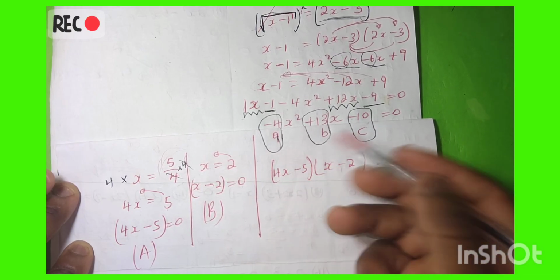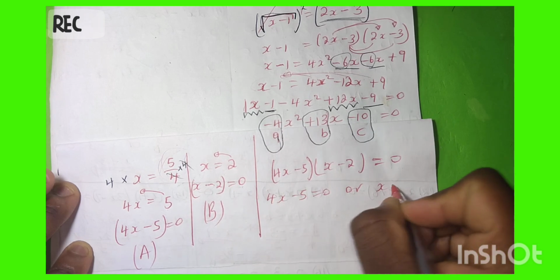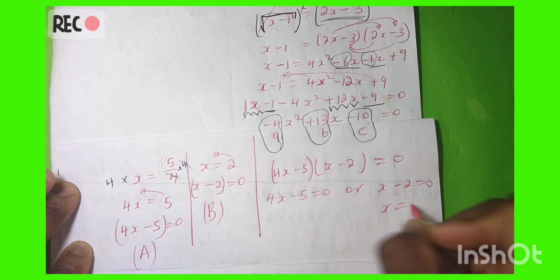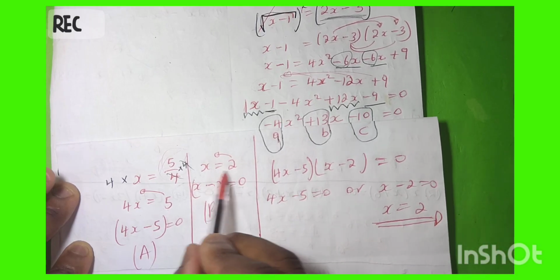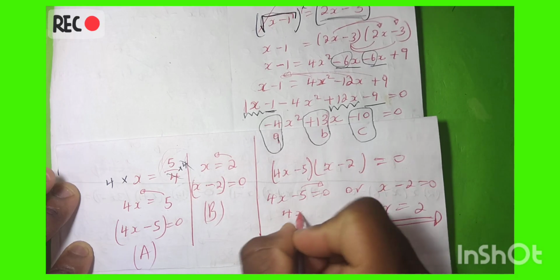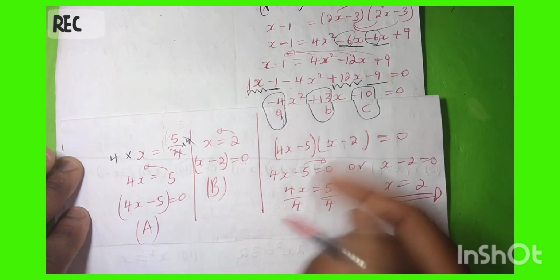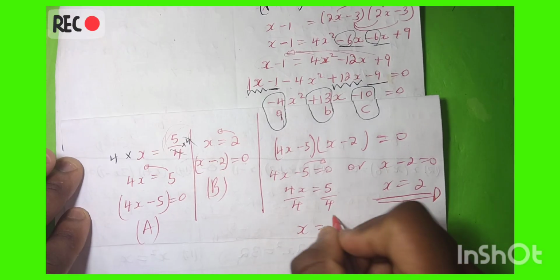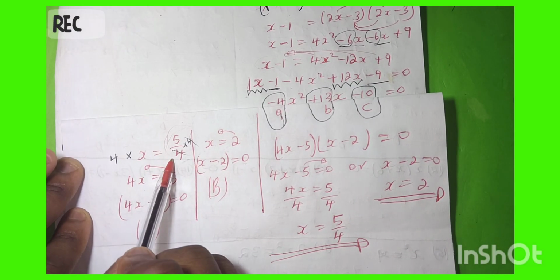Or I can equate each bracket there to 0. So my first answer is 2. And my calculator already told me the first answer is 2. Then for this one, take that thing to the other side. It becomes 5 divided by 4. Then my second answer will be what? It will be 5 over 4, which is that second answer was that one.